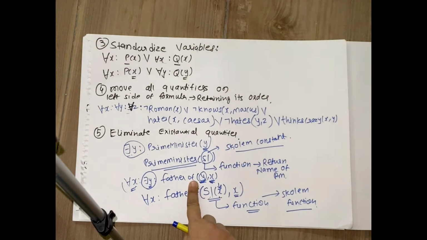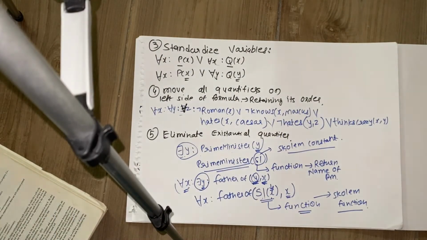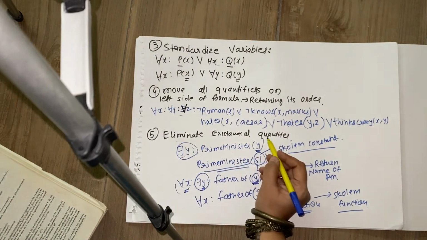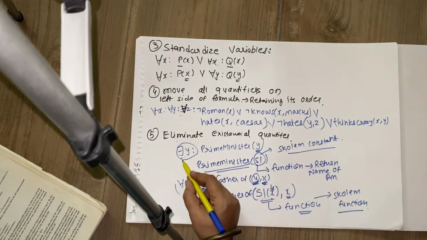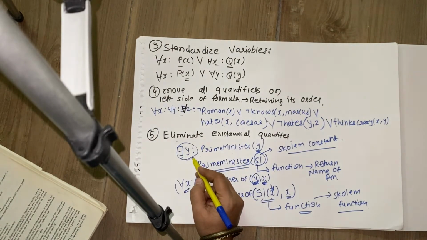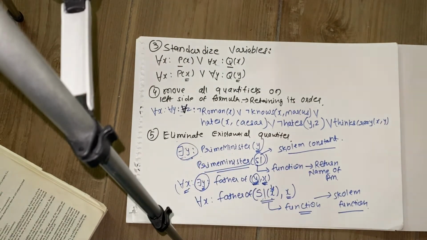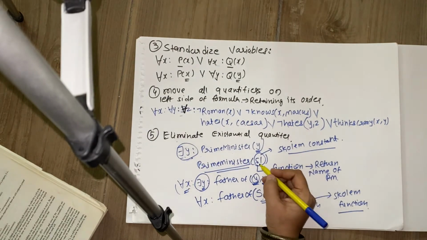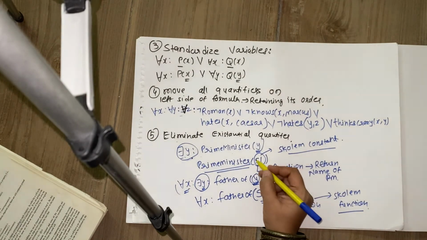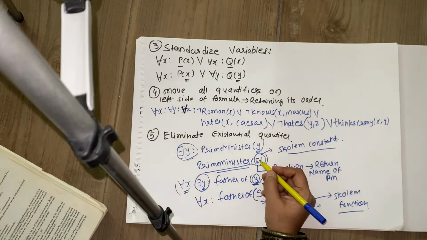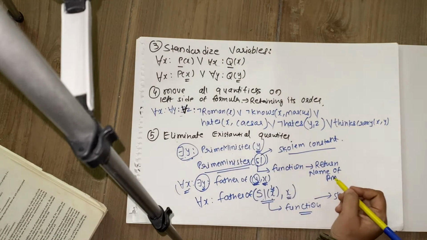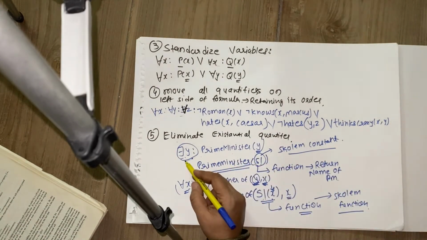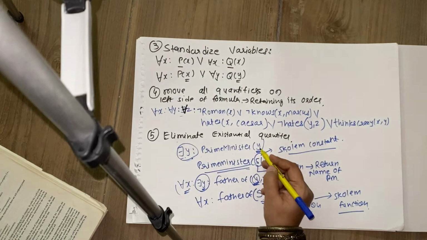So what we had been discussing is that we are supposed to eliminate existential quantifiers. If the variable with which you have used the existential quantifier is an independent variable, not dependent on any other variable, then you can simply use a Skolem constant, which is nothing but a function that will return you a constant value. In this example it will be the name of the Prime Minister, and hence instead of using there exists y, we can directly use a Skolem constant.